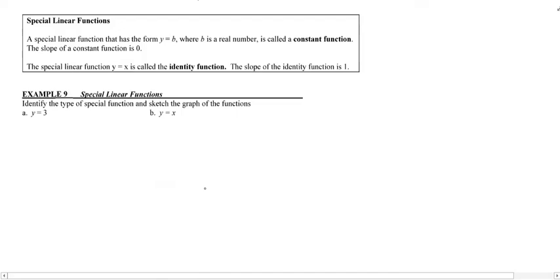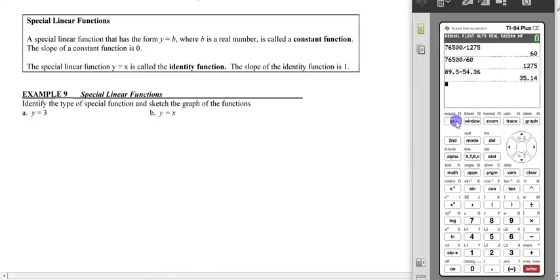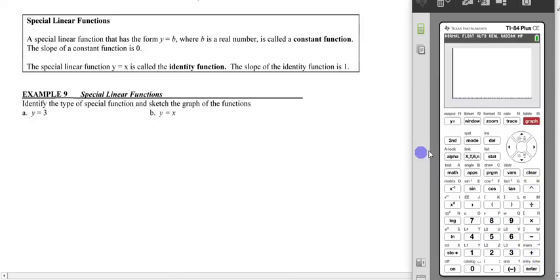Special linear functions. A special linear function of the form y equals b, where b is a real number, is called a constant function. And we've seen one of those already in this lecture. You can go back into your calculator and do that again. Y equals 5. Remember the graph was just a horizontal line, and the slope is 0. You rise nothing, you fall nothing as you run however many units you want to go.